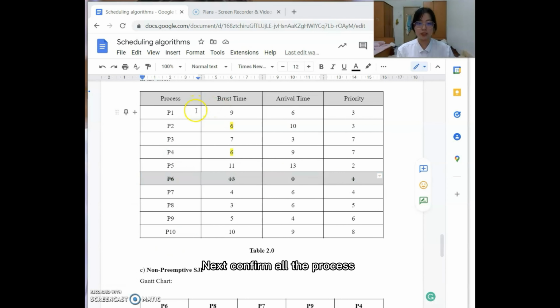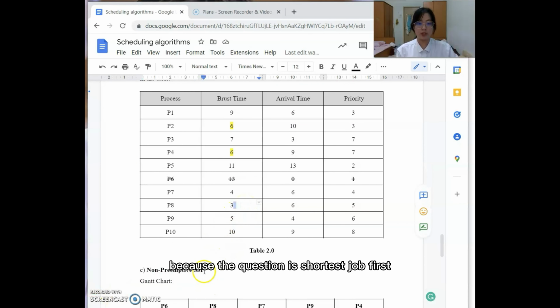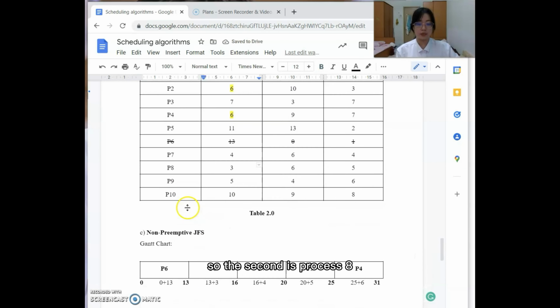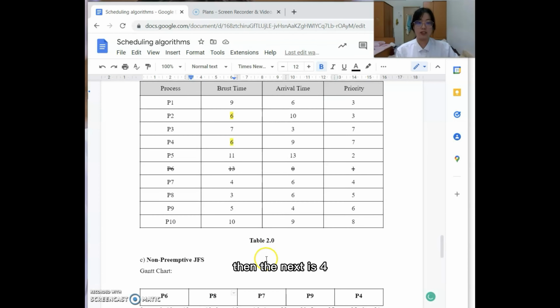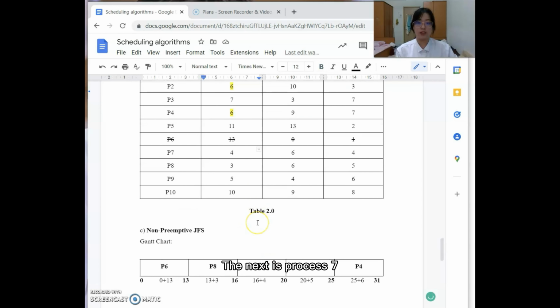Next, confirm all the processes have already arrived by 13. So the next is to choose the shorter burst time. Because the question is shortest job first, the shortest is 3. So the second is process A. Then 13 plus 3 is equal to 16. Then the next is 4, so the next is process 7. So 16 plus 4 is equal to 20. Then the next is 5, so the next is process 9. 20 plus 5 is equal to 25. Then the next is 6.